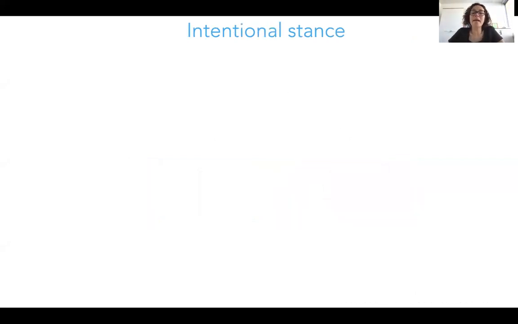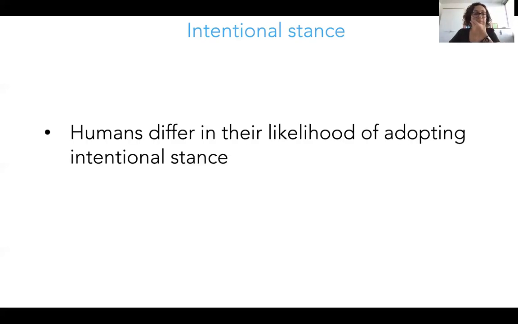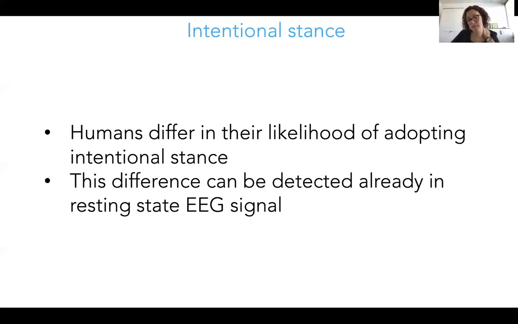Okay, so that was sort of what I told you here. It can be summed up as that humans differ in their likelihood of adopting the intentional stance, and this difference can be detected already in the resting state EEG signal. Again, I'm careful here by saying that I don't know whether this is a state or a trait, but one can see something very interesting in the neural activity.